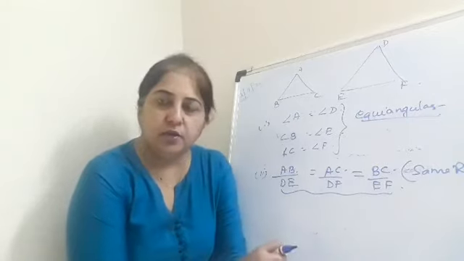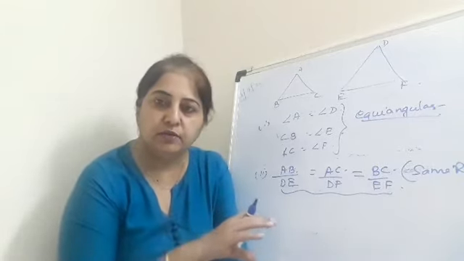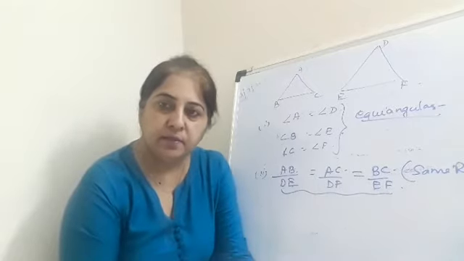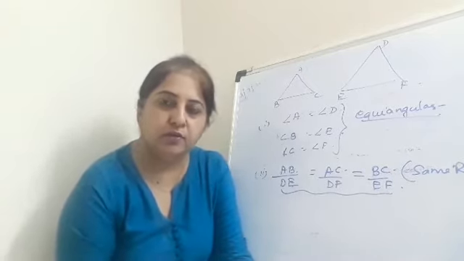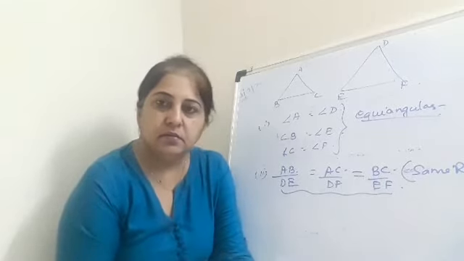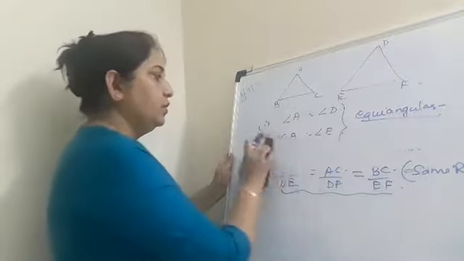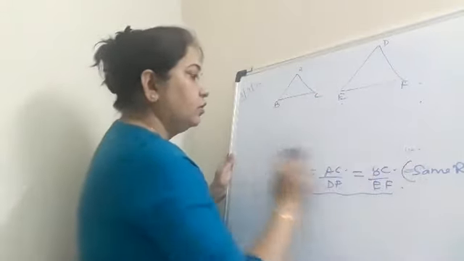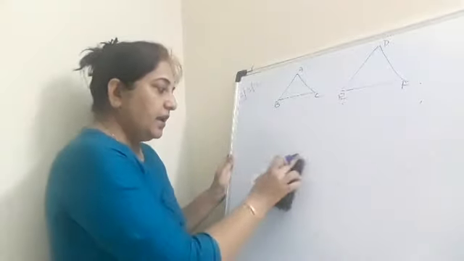So today in your notebook you will write the definition of congruence. Then you write two examples of congruent objects or two congruent figures. Then you can write one more thing. You know, there are different conditions in congruence. Similarly, we have different conditions in similarity.